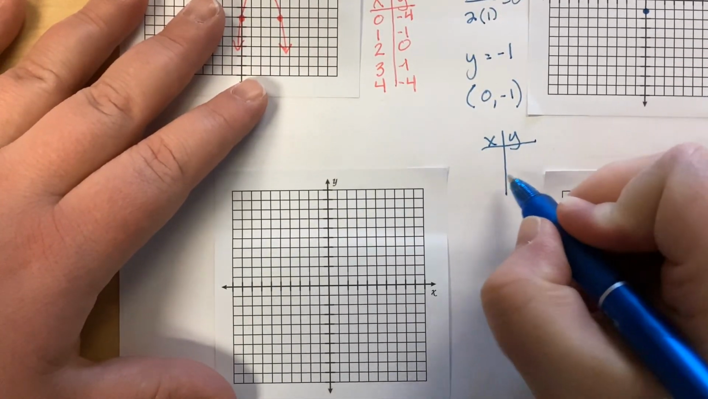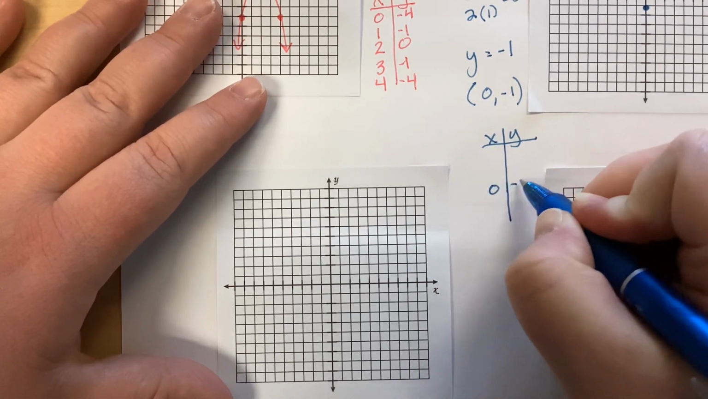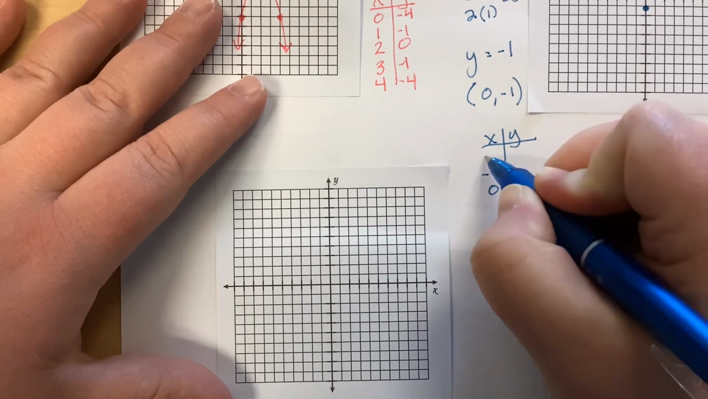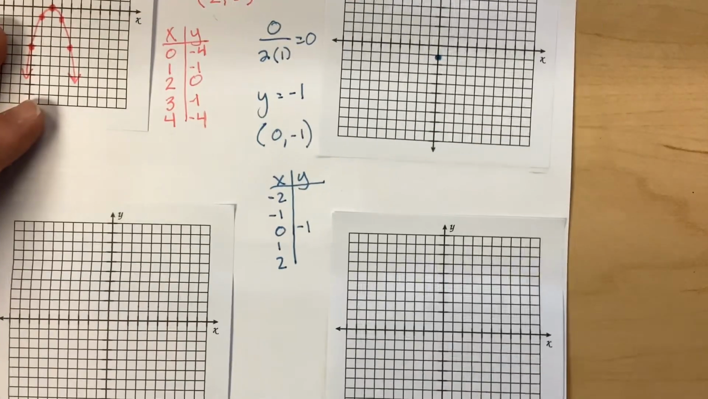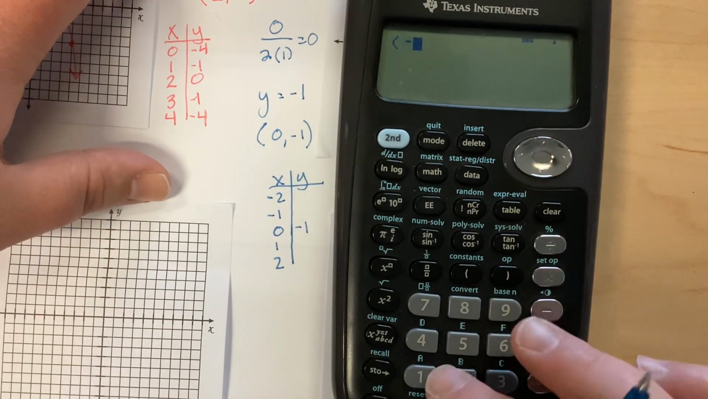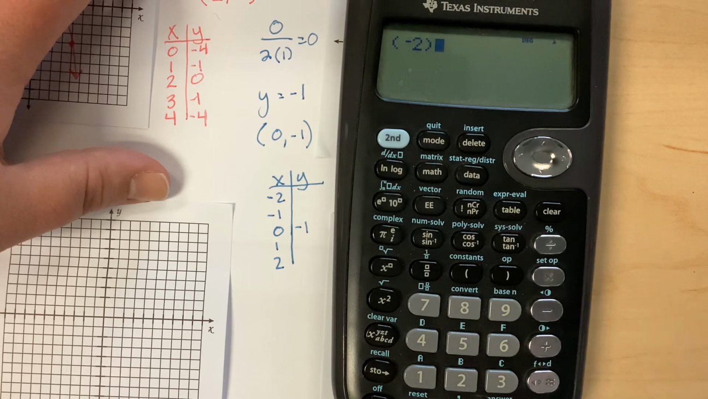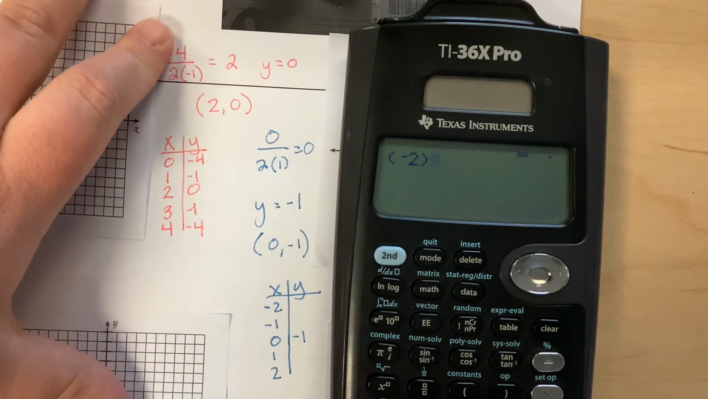Okay, so I need to make this a little bit bigger. 0, negative 1 in the middle. So 0, negative 1, negative 2, 0, 1, 2. All right. So this one is x squared minus 1. So this one, it's very, very important to make sure that you use the parentheses properly, because if you square negative 2 without the parentheses, you'll get a different answer than what you're looking for. So make sure you use parentheses.